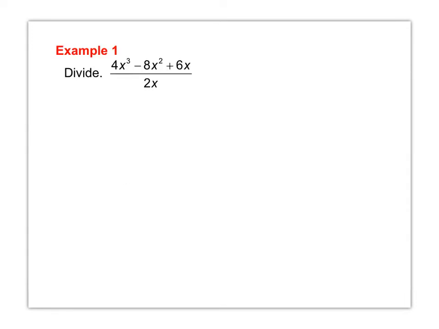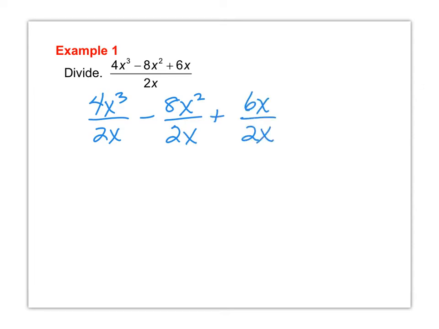In this example, the polynomial in the numerator, 4x cubed minus 8x squared plus 6x, is divided by a monomial, one term, 2x. To divide by a monomial, you divide each of the terms in the numerator by the denominator. To get 4x cubed, divide that by 2x, minus 8x squared, divide that by 2x, plus 6x, and divide that by 2x. And then you're going to simplify each of those terms.